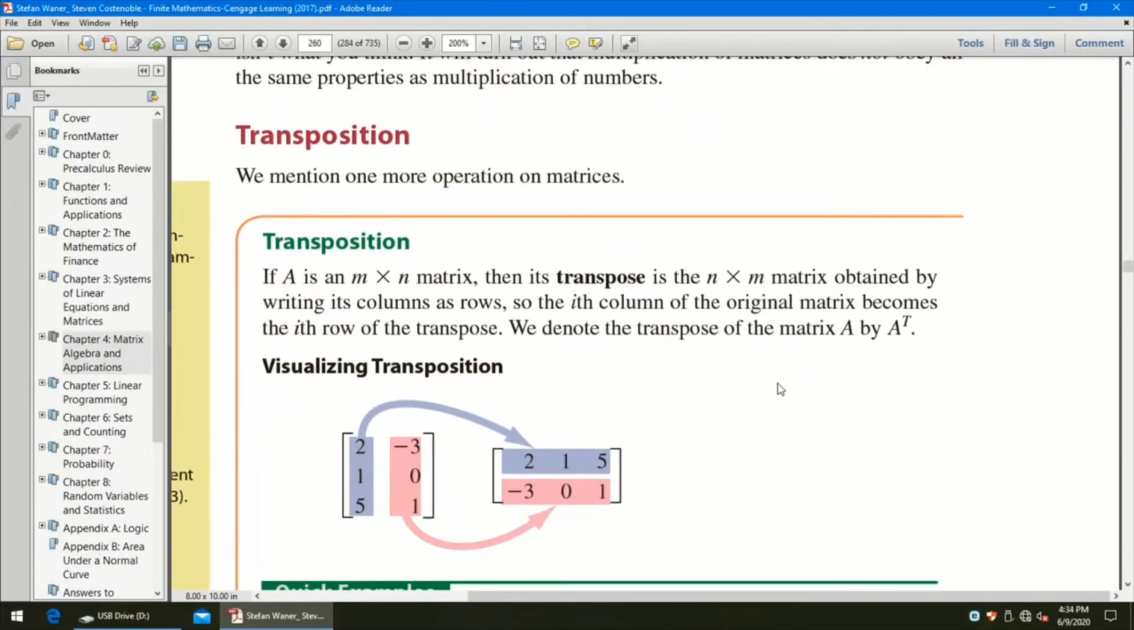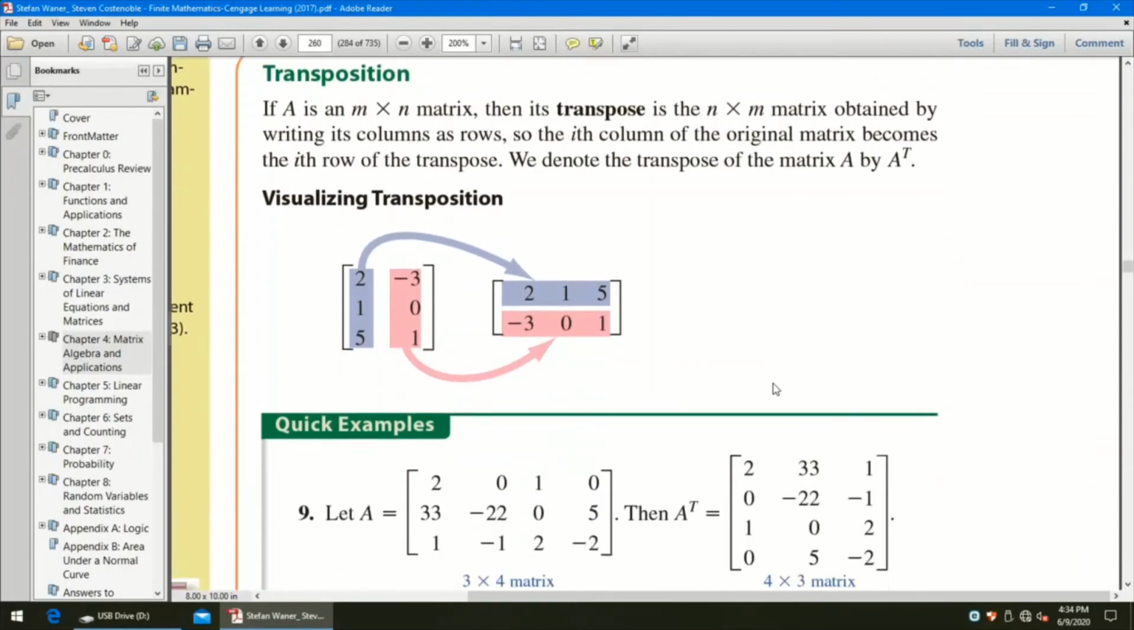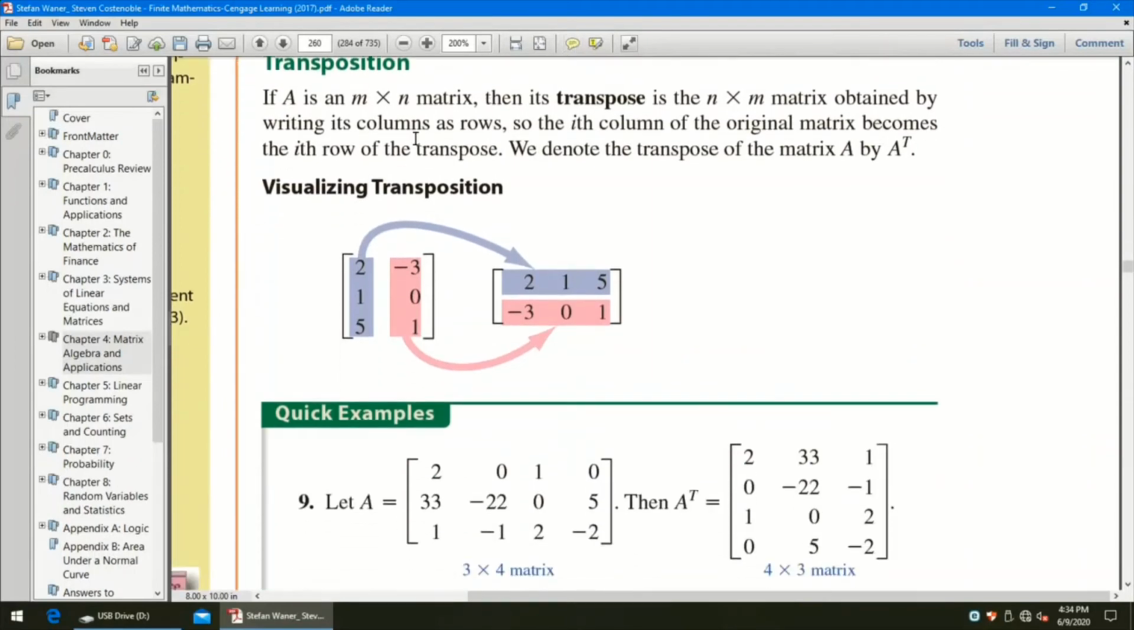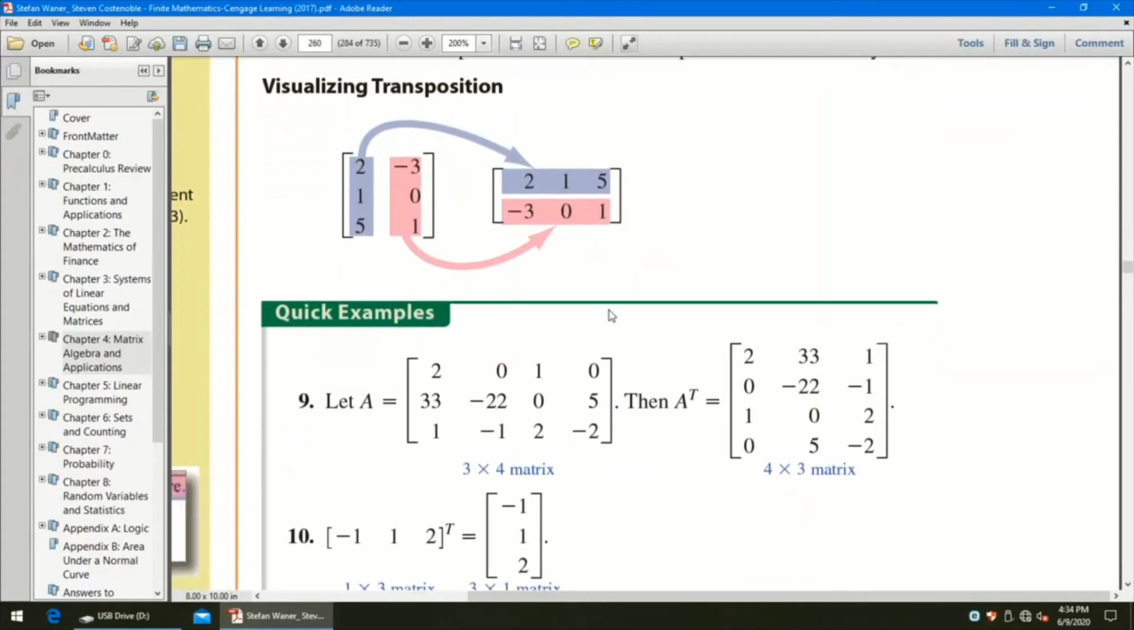Transposition, okay, this is interesting. When you reverse, so m into n becomes n into m, okay? So this n would actually be cancelled, so it's m into m. In other words, the rows should match the number of columns, and that should be equal. So then we can transpose. So we have 2, 1, 5 and minus 3, 0, 1. So you just transpose with equal dimensions of columns or rows.